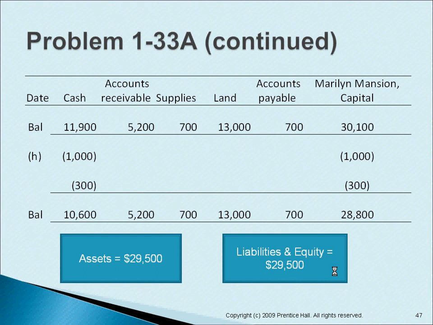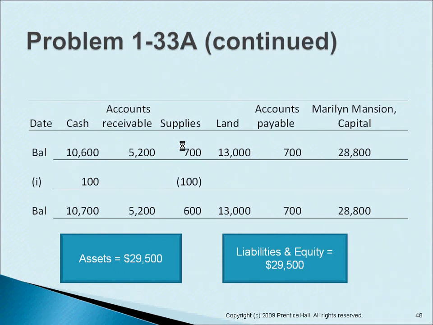Letter I. Returned supplies to Office Max for $100 cash, which was the cost of the supplies. Now remember, we purchased the supplies by using an accounts payable, but we're making a return and they're giving us cash back. So the supplies are going down $100, the cash is going up $100 for letter I. There's no change in the payable. We still owe them $700 because we took the return in cash.